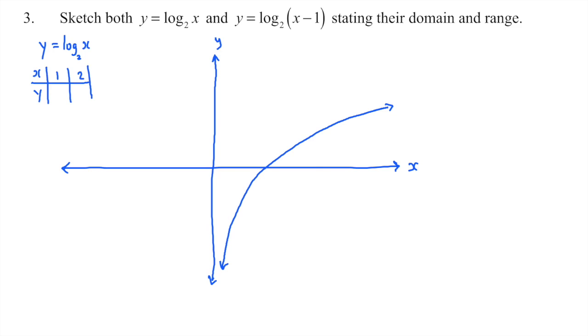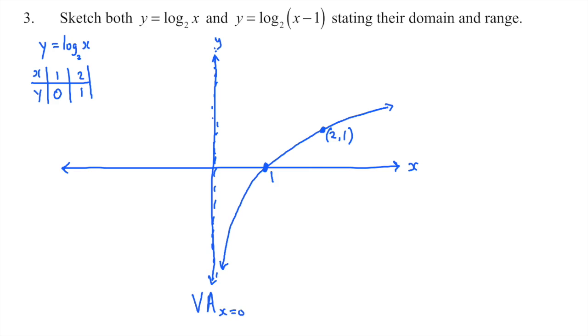If I plug in 1, log to base 2 of 1, you can do on your calculator log 1 over log 2, or you can say what power do you put above a 2 to get an answer of 1, and it's a 0. It means it goes through, and they always go through 1. Log to base 2 of 2, what power do you put above 2 to get 2? It's going to be 1. You can do it on your calculator using your change of base law if you want to, and that means that that's at (2, 1). I have a vertical asymptote, and that's the line x equals 0.